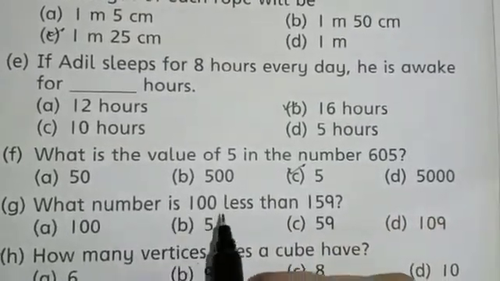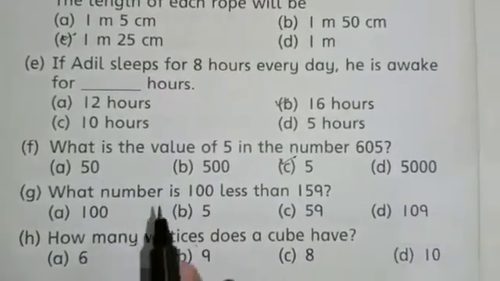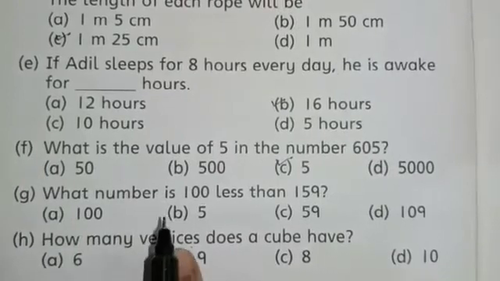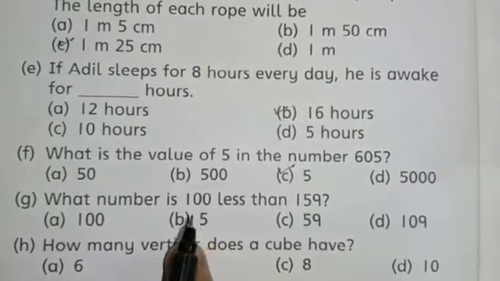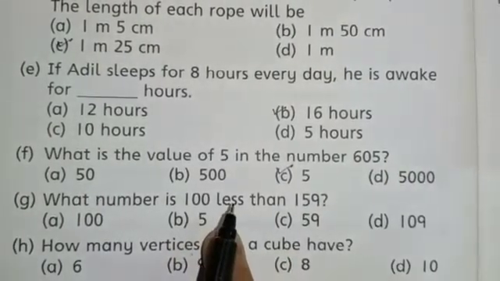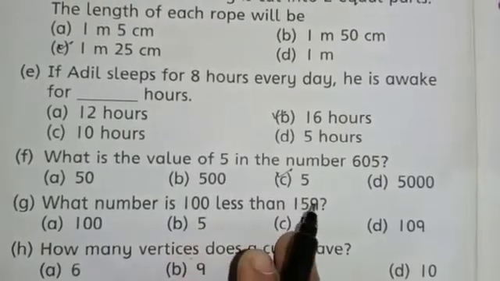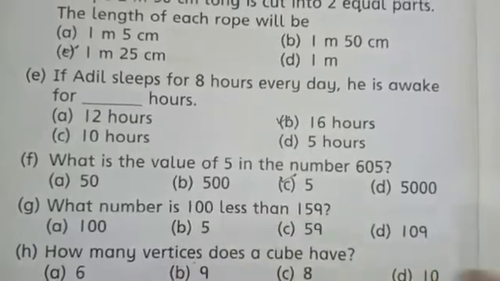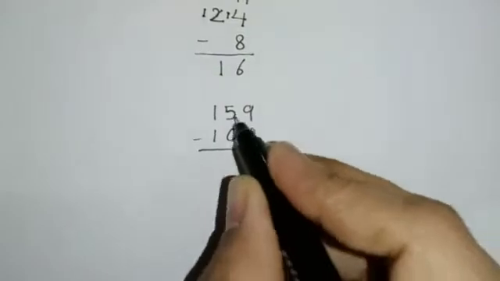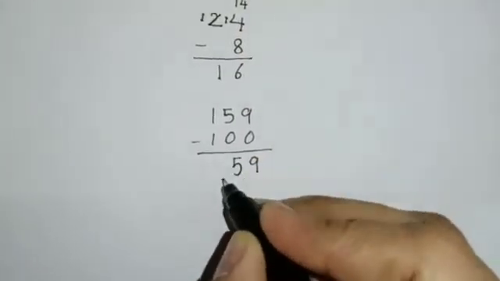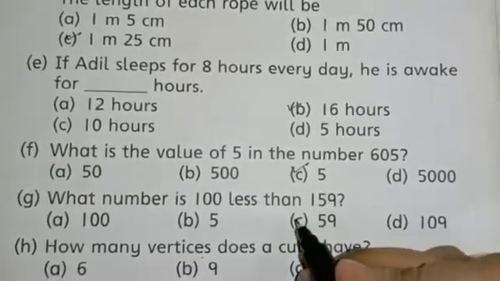What number is 100 less than 159? Students, as I told you in the previous lecture, 100 more than means we add 100 to that figure. Now the question is what number is 100 less than? 100 less than means we do subtraction. We subtract 100 from 159. 9 minus 0 is 9, 5 minus 0 is 5, and 1 minus 1 is 0. So the answer is 59.